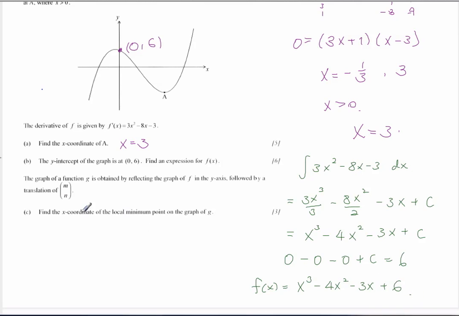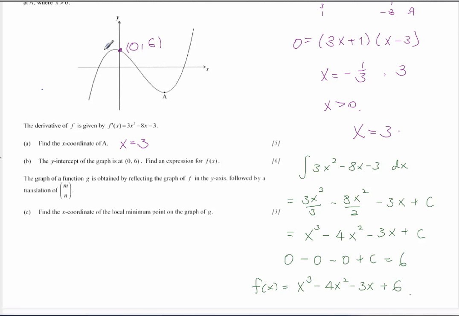Okay? The graph of the function g is obtained by reflecting the graph of f in the y-axis, followed by a translation of (m, n). So it's a vector notation. You're going to go m units to the right and n units up or down. Find the x-coordinate of the local minimum point of the graph of g.